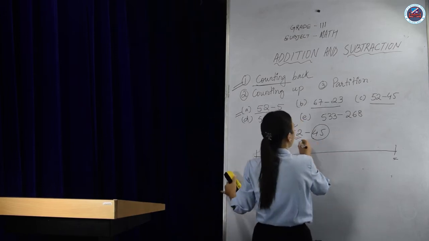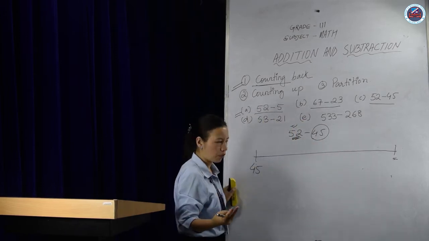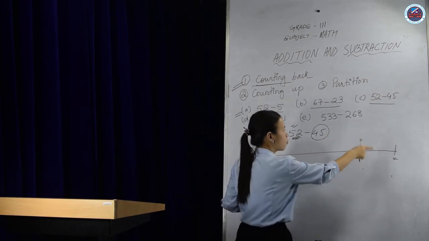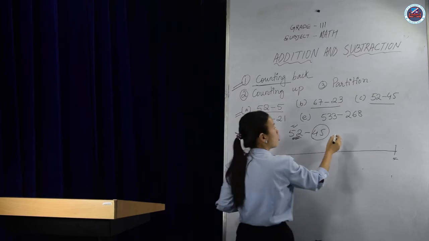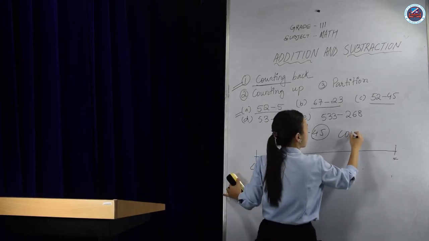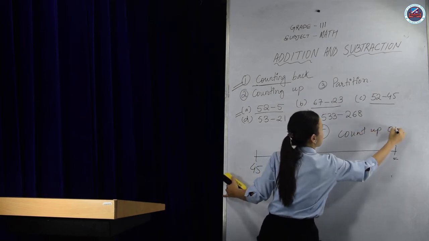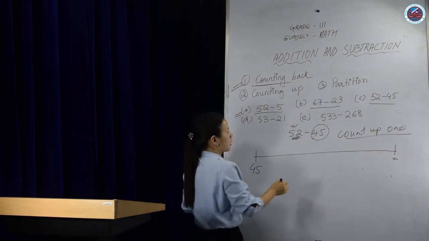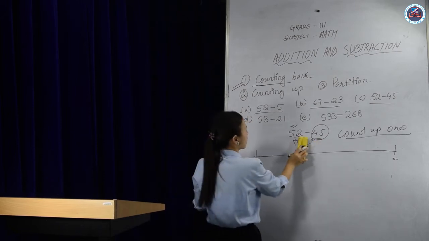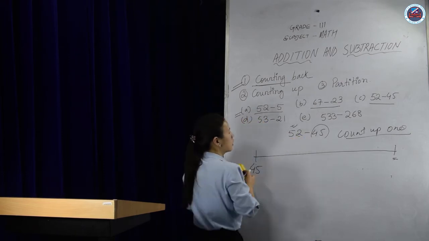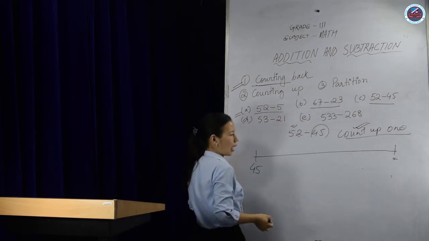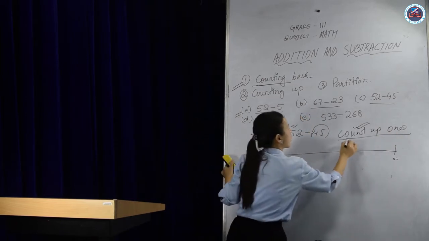Now, here we have 52, a 2 digit number. So 2 digits means we have to count up to the tens and ones. But here, we are not going to count to the tens and ones, but instead we're going to count up to the ones. Why count up to the ones? Because this 45 is closer to 52. So if your number is close to the other number, you just simply count up to the ones and you get the answer. So let's count up to the ones.